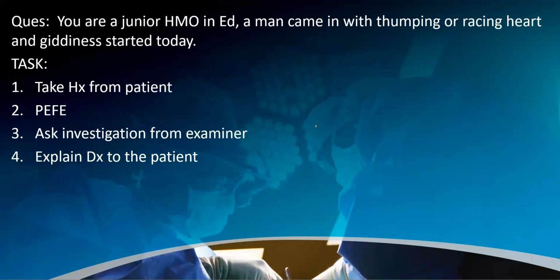Let's start with the supraventricular tachycardia. Now, if any of you haven't been in our last class, please make sure you do that so that you can also go through the PEFE. So, starting with the supraventricular tachycardia, you are a junior HMO in ED. A man came in with thumping or racing heart and giddiness started today. Your task is to take history from the patient, PEFE, ask investigation from examiner, and explain diagnosis to the patient.